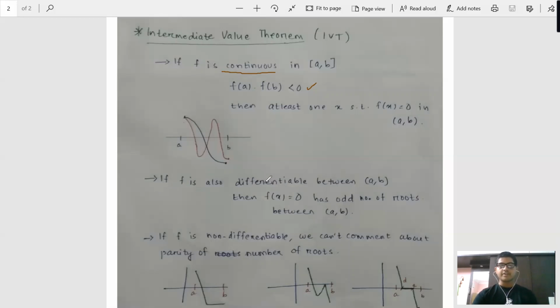If f is also differentiable between a to b, so this might be confusing, differentiability, but just bear with me. You would understand differentiable and all these terms in upcoming lectures. Differentiable in the open interval (a, b), then f(x) equal to 0 has an odd number of roots between a and b. Clear?